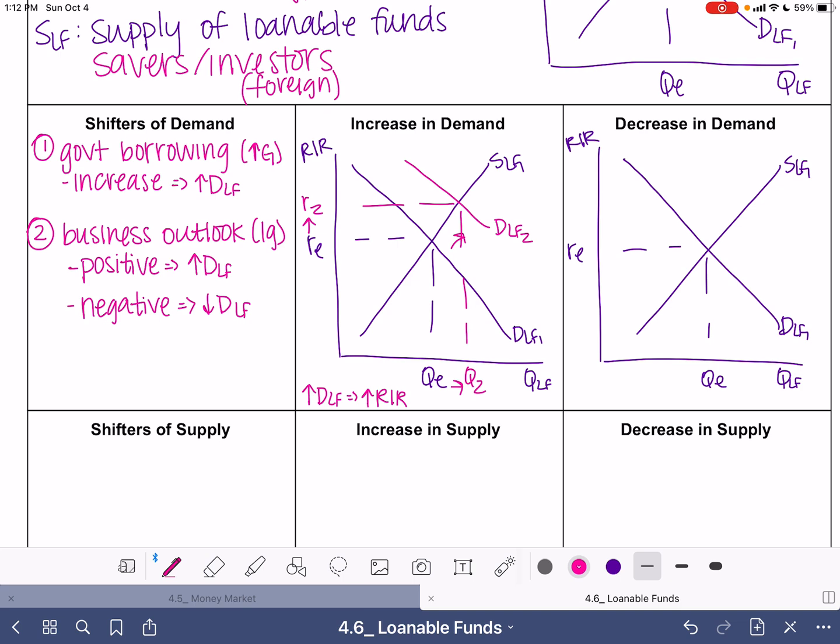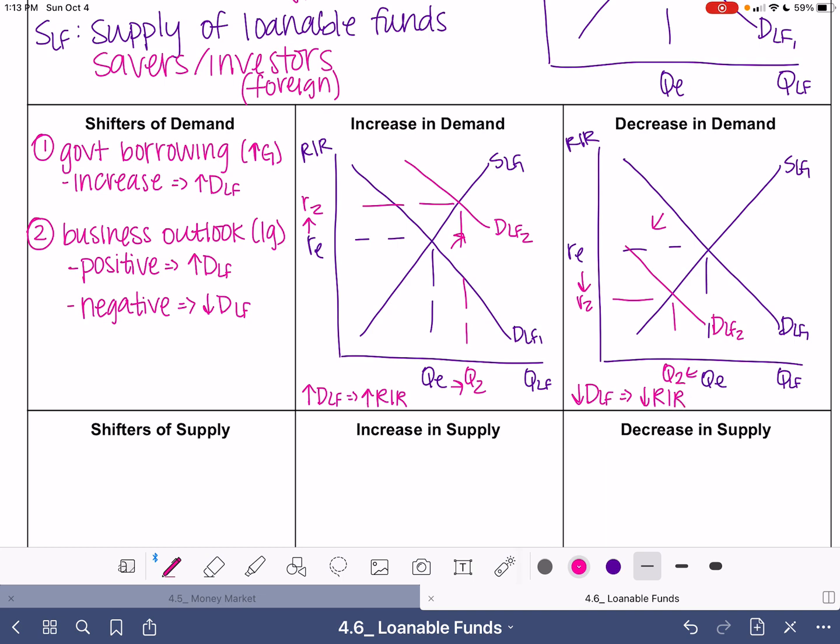Decrease in demand for loanable funds is going to go to the left. So demand of loanable funds 2. Quantity 2. And interest rate 2. So when we decrease our demand of loanable funds, we are decreasing the real interest rate.